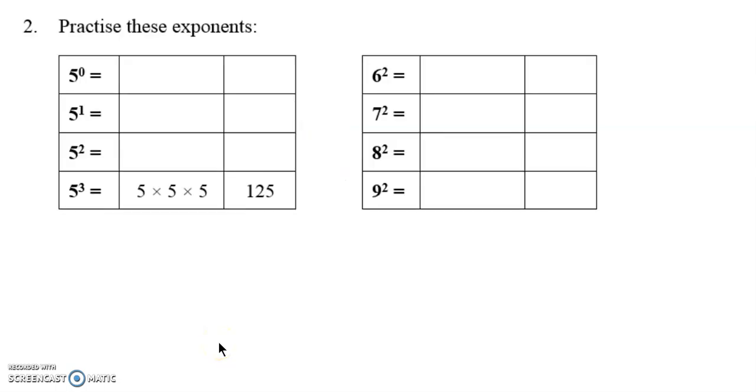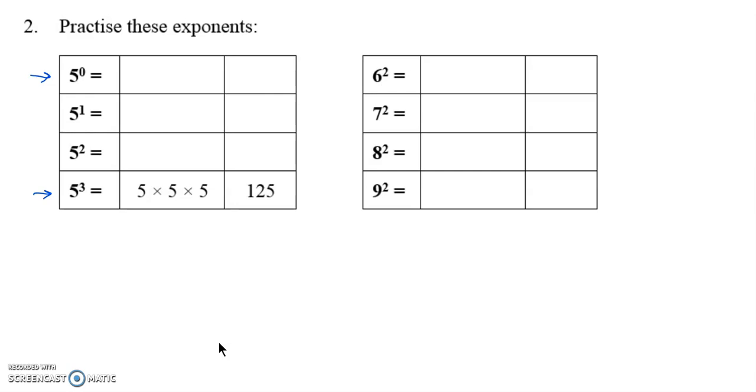What we're asked to do with number 2 is pull apart these exponents. So you can see in the first example here, 5 to the power of 3 means 5 times 5 times 5. And if we do 5 times 5 times 5, we get an answer of 125. So let's go back to the beginning and start up top.